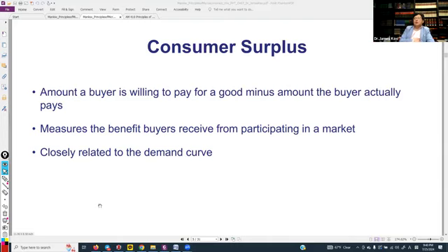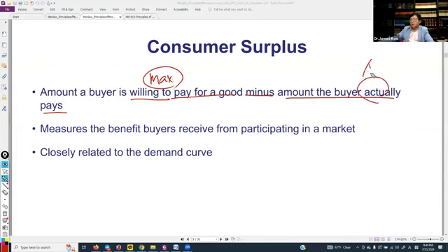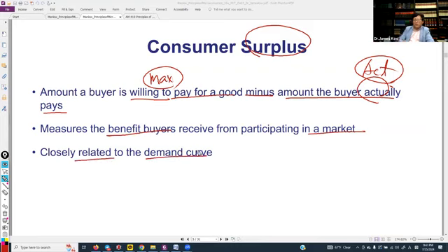In this case, we have the consumer surplus. Consumer surplus is the amount the buyer is willing to pay for a good minus the amount the buyer actually pays. It means willingness to pay is the maximum, and the amount actually paid is less, and the difference is the surplus. It measures the benefit buyers receive from participation in the market, closely related to the demand curve.